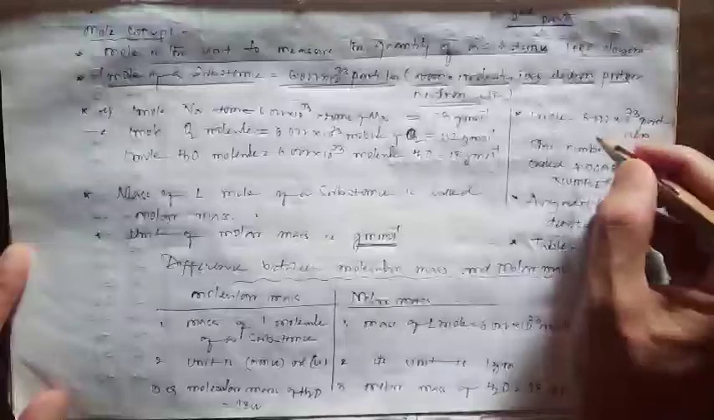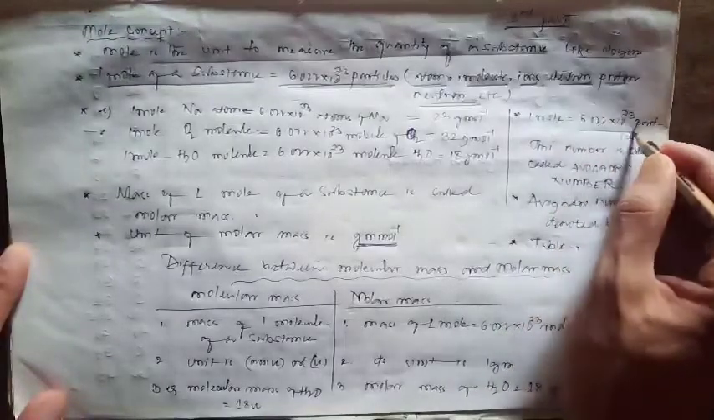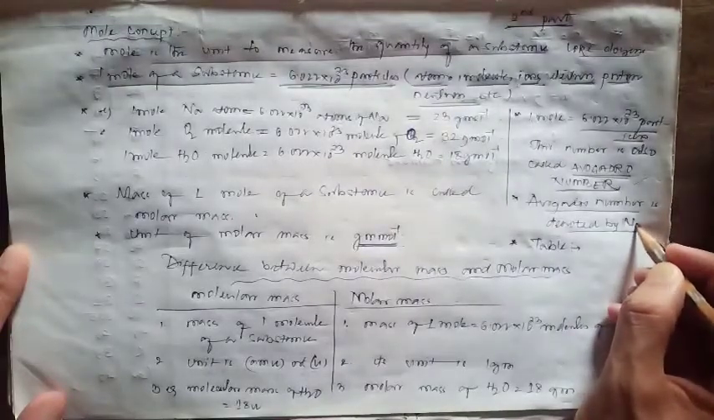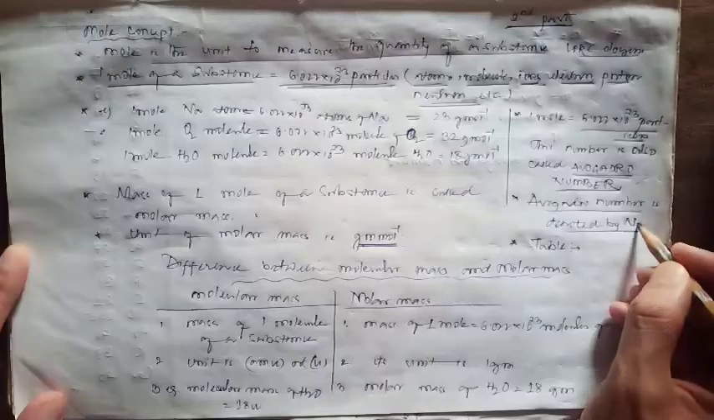Students, this quantity, 6.022 times 10 raised to 23 particles, has a special name called the Avogadro number. The Avogadro number is denoted by the symbol N naught: N with a subscript 0. This is called N naught.